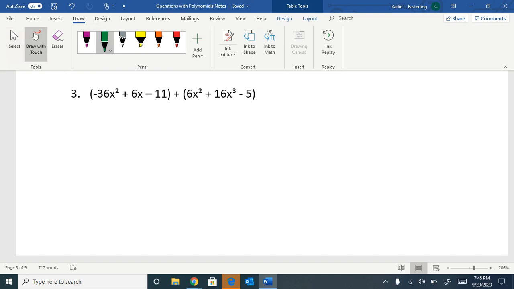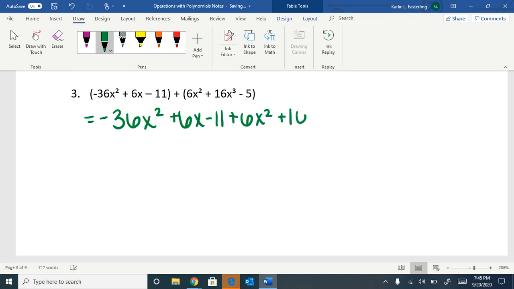I'm going to write down that first parentheses exactly as I see it: negative 36x squared plus 6x minus 11. And then since we have this positive, I'm just going to keep going: plus 6x squared plus 16x cubed minus 5. If I'm glancing at all my exponents here, that plus 16x cubed is my biggest one, so I'm going to go ahead and square that in. And then my next one is going to be that x squared, so I'm going to circle those with our sign out front. That one was covering my 11, so I'm going to go back and recircle it.